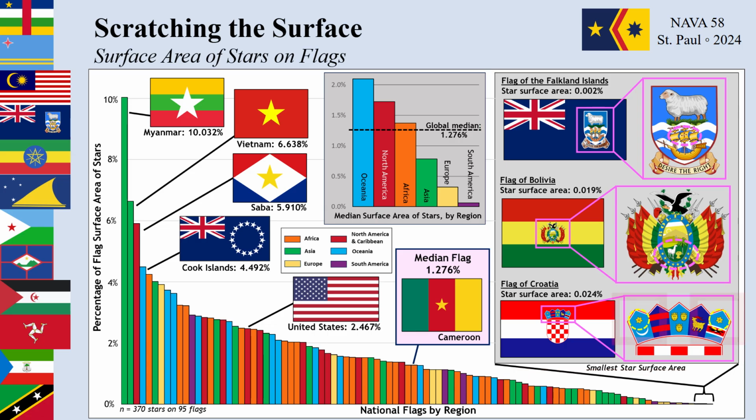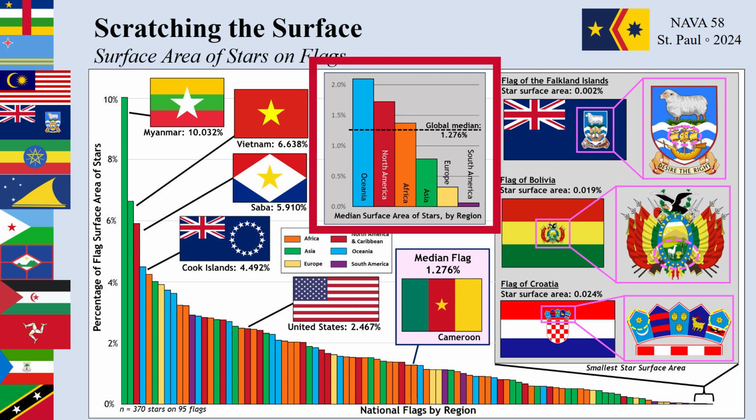Some of those examples would be the 2 6-pointed stars on the shield of the flag of Croatia, the 10 stars representing the departments for the country of Bolivia, and then the teeny tiny little 5 6-pointed stars. If you squint, you can see them on the sail of the ship in the coat of arms on the flag of the Falkland Islands. This goes to my algorithm. I think my algorithm did a really great job of pinpointing that those were stars and pulling them out and giving me a result of 0.002%. And so I'm really proud of the results of that.